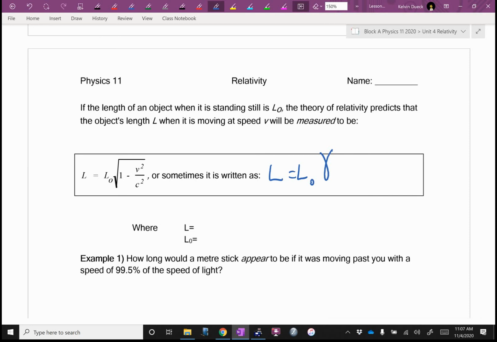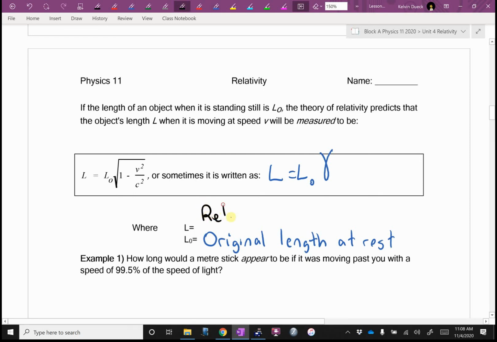So T0 was time on board the spaceship. T was back on Earth. L0 is the original length at rest. If you're at rest, what's your speed as a number exactly? So L0 is the original length at speed 0, whichever one of those helps you remember. And L is what we call the relativistic length. This is the one that changes depending on how fast you're traveling.